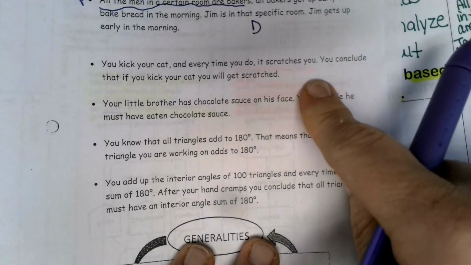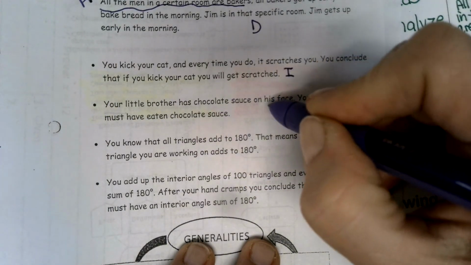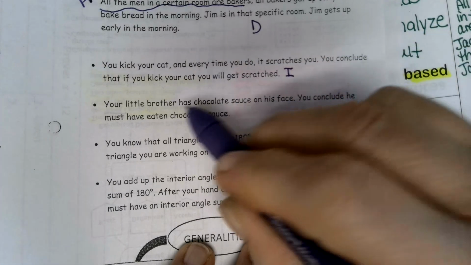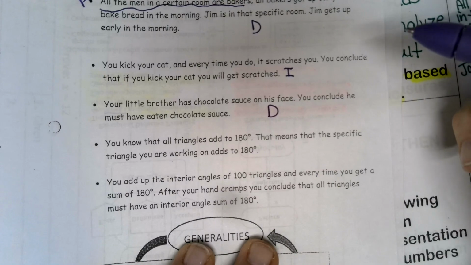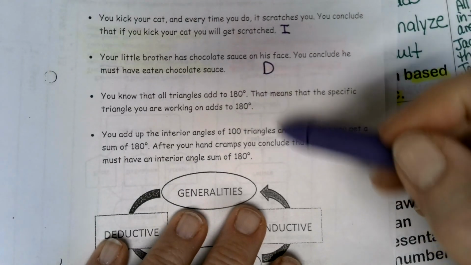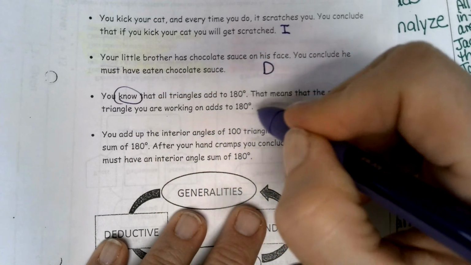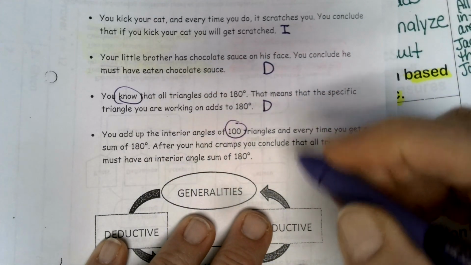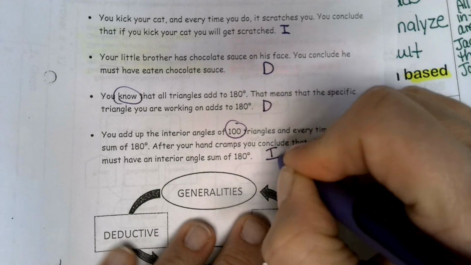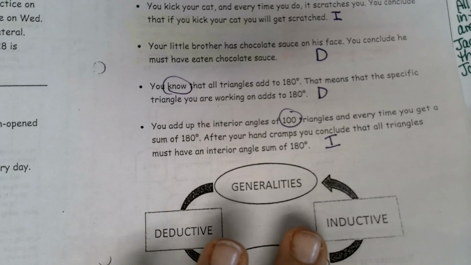We've already had this one. This is inductive. Some of these repeat. We've already had this one. You see it, that it's on his face. You conclude that he has chocolate on his face. That's deductive. And then we've talked about these 2 already, that you know that's a fact. Deductive, and then you add the angles up 100 times, that's inductive. And this kind of shows you a little pattern to follow.